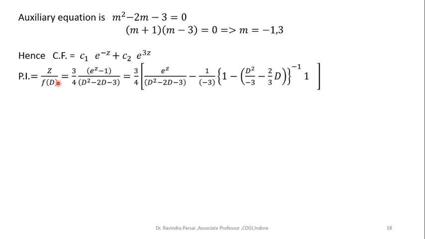Now you concentrate on finding the particular integral here. So 3 upon 4 as the multiple, (e raised to z minus 1) upon D square minus 2D minus 3. Taking 3 upon 4 outside, you separate this: e raised to z is one function, 1 is a different function. For D square minus 2D minus 3, taking the lowest degree term common, that is, minus 3 is common, this gives you minus 3 times (1 minus (D square minus 2D) upon 3) raised to minus 1 of 1. Therefore you put these values here: 3 upon 4 times e raised to z, with D equal to 1.